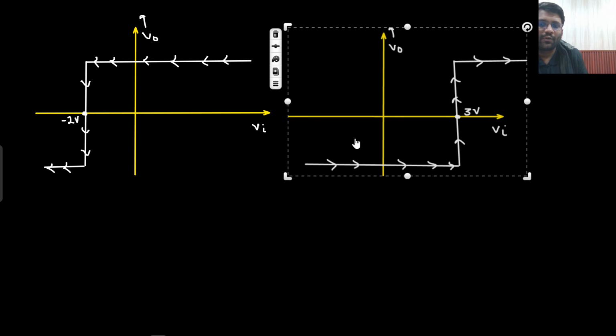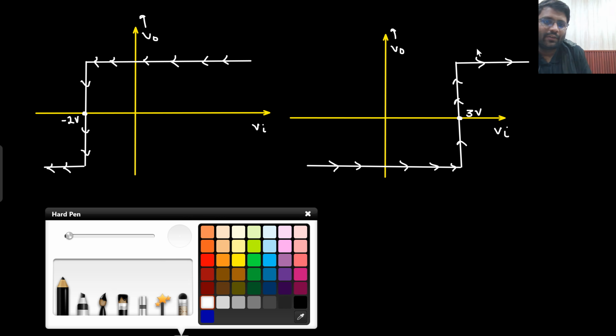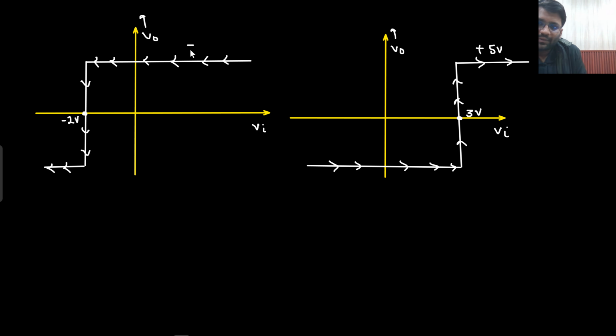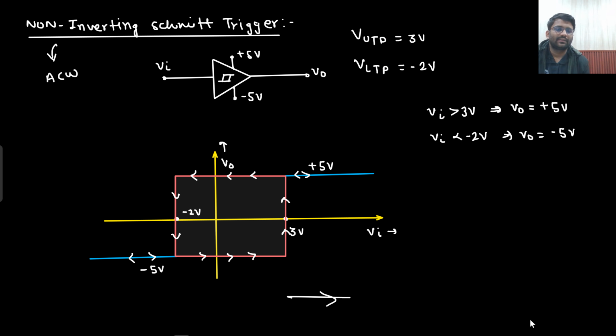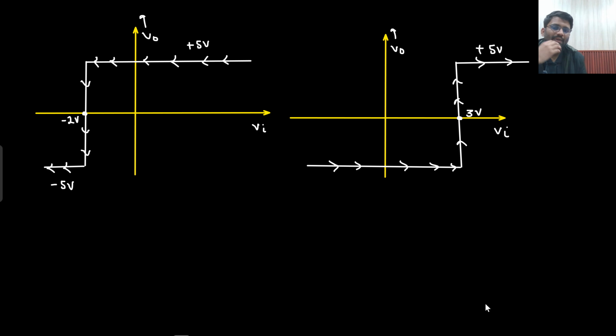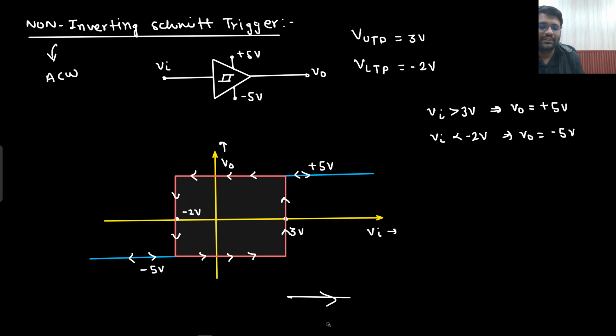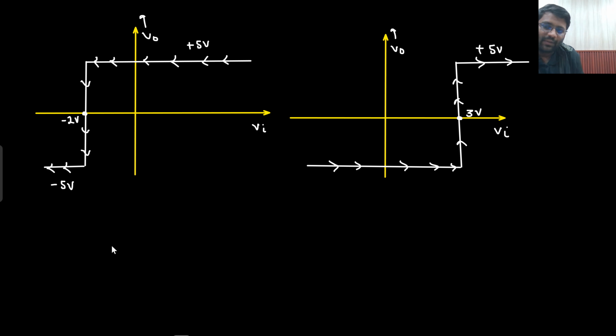Higher value will give you output of +5 and lower value will give you output of -5. When you combine both of them, you get this particular characteristics. Now, how to read this characteristics? What is the meaning of this characteristics? If I ask you, my Vin is 4 volt, what is your V out? Sir, if your Vin is 4 volt, this characteristic is saying that your output should be +5 volt, and this characteristic is also saying that your output should be +5 volt.